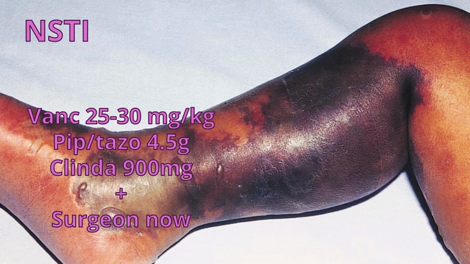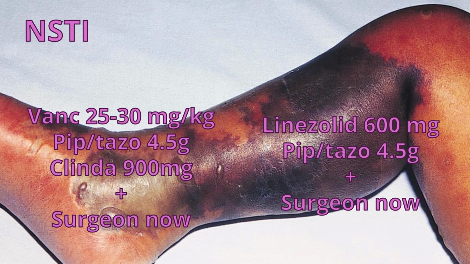There is a second option, which substitutes linezolid for both vancomycin and clinda. Linezolid also prevents exotoxin production just like clinda, and it's the preferred protocol at our hospital. So this is linezolid 600 milligrams with pip/tazo 4.5 grams, and still calling your surgeon.